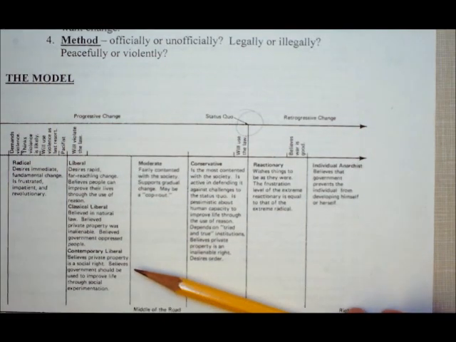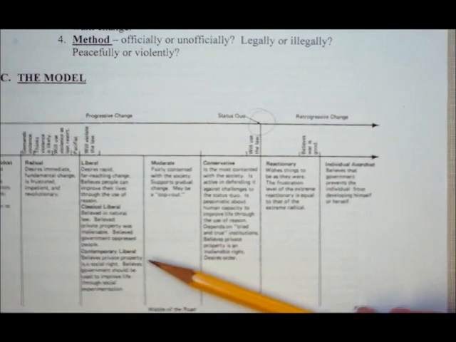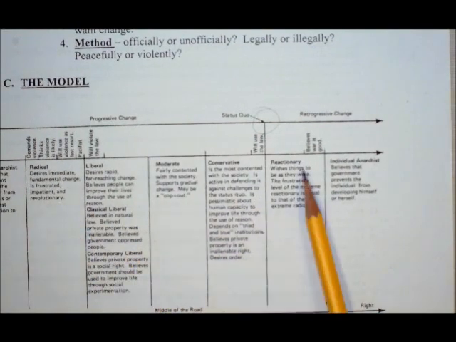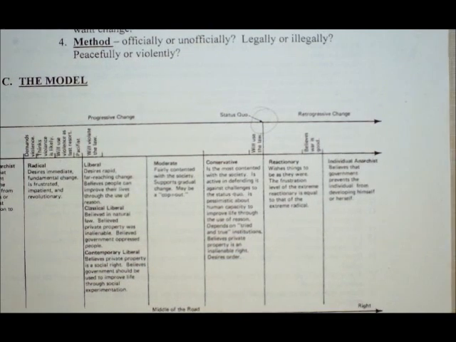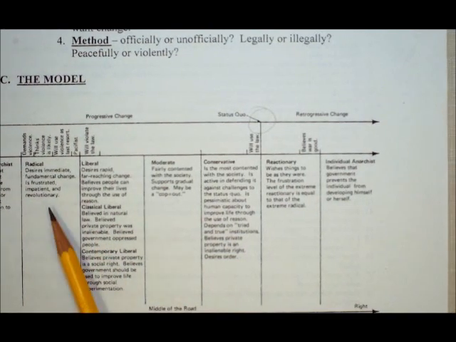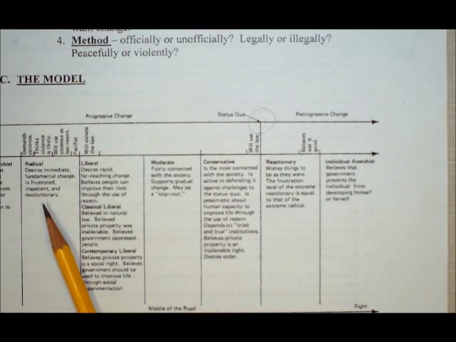Now let's talk about radical and reactionary. You notice that radical and reactionary are on opposite sides of the status quo, but they do share some things in common. On the liberal side, the progressive side, a radical desires immediate fundamental change. They are frustrated and impatient and revolutionary. Now, a radical might be peaceful or a radical might be violent. A lot of them have been peaceful.